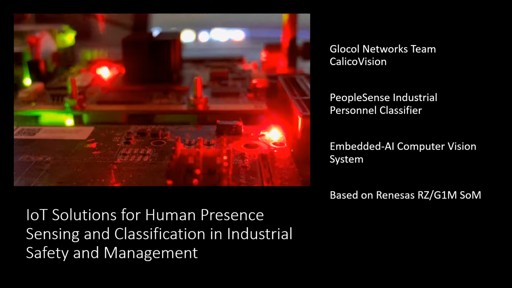PeopleSense Industrial Personnel Classifier is an embedded AI computer vision system offered by Global Networks' Team Calico. This system provides an IoT solution for human presence sensing and classification in industrial safety and management environments. The system is a software application running on the Renesas RZ-G1M system on module integrated into an iWave Q7 development board.